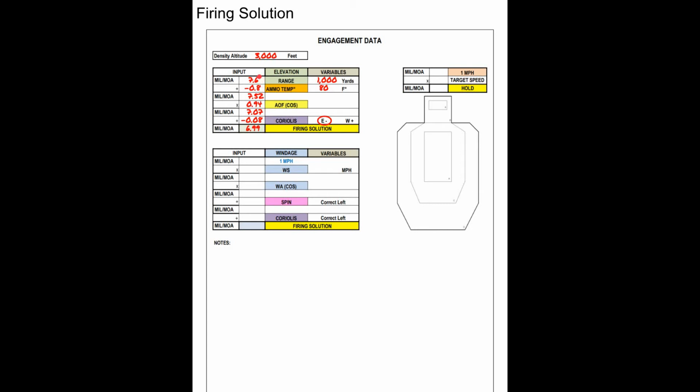You can see how this changed out, because originally we would have dialed 7.6 if you were just running off of your density altitude. But each of these things had a slight impact on our overall result, which ended up being 0.6 mils. Makes a huge difference at 1,000 yards.